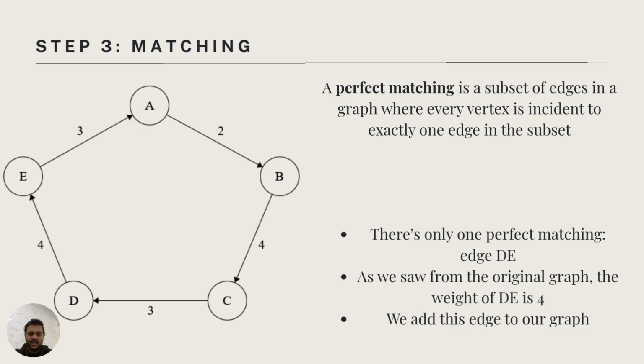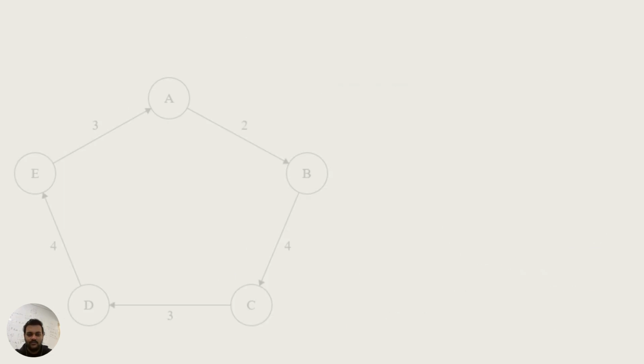Step 3 is finding a perfect matching. A perfect matching is a subset of edges in a graph where every vertex is incident to exactly one edge in the subset. So in our graph, there's only one perfect matching, edge DE. As we saw from the original graph, the weight of DE is 4. We add this edge to our graph.